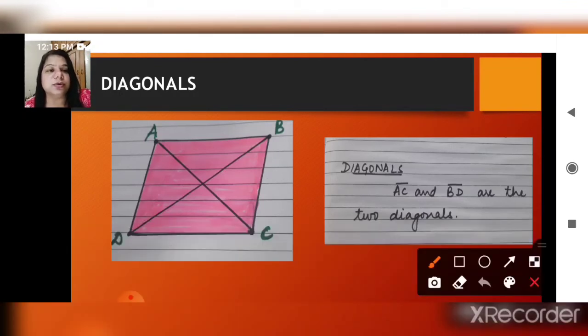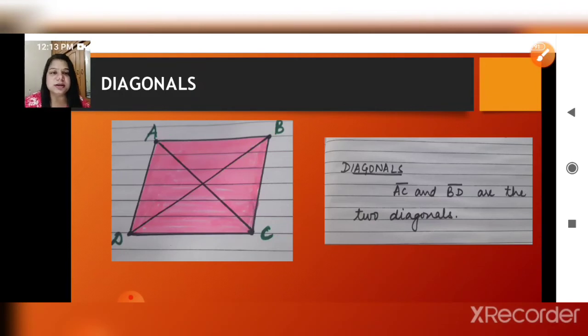Now we will talk about the second diagonal. If I talk about the vertex B, A is adjacent to B, and vertex C is also adjacent to B. So the non-adjacent vertex to the vertex B is the vertex D. If I join BD like this, what is this? This is another diagonal of this quadrilateral. So a quadrilateral has two diagonals, AC and BD.